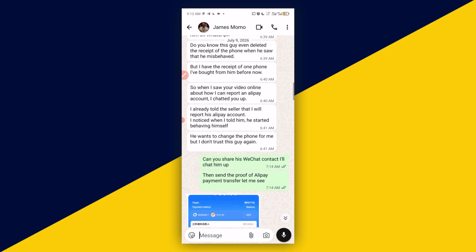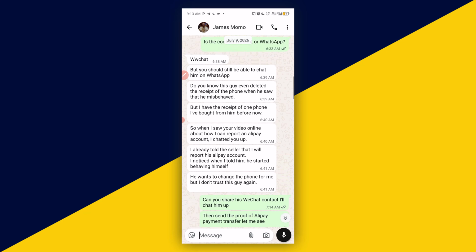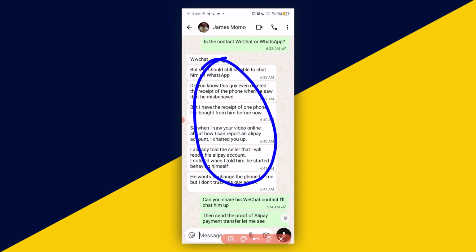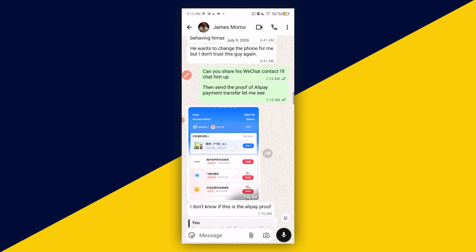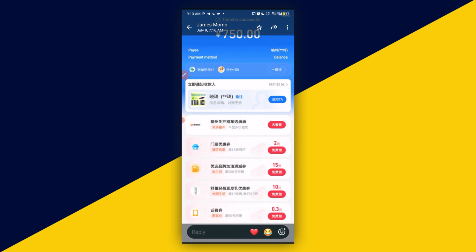So when they send the phone back to China, if you take a look at all our chat right here, take a look at the experience from the seller. I asked for the proof of the Alipay, and this is the proof that they paid to this supplier right here.